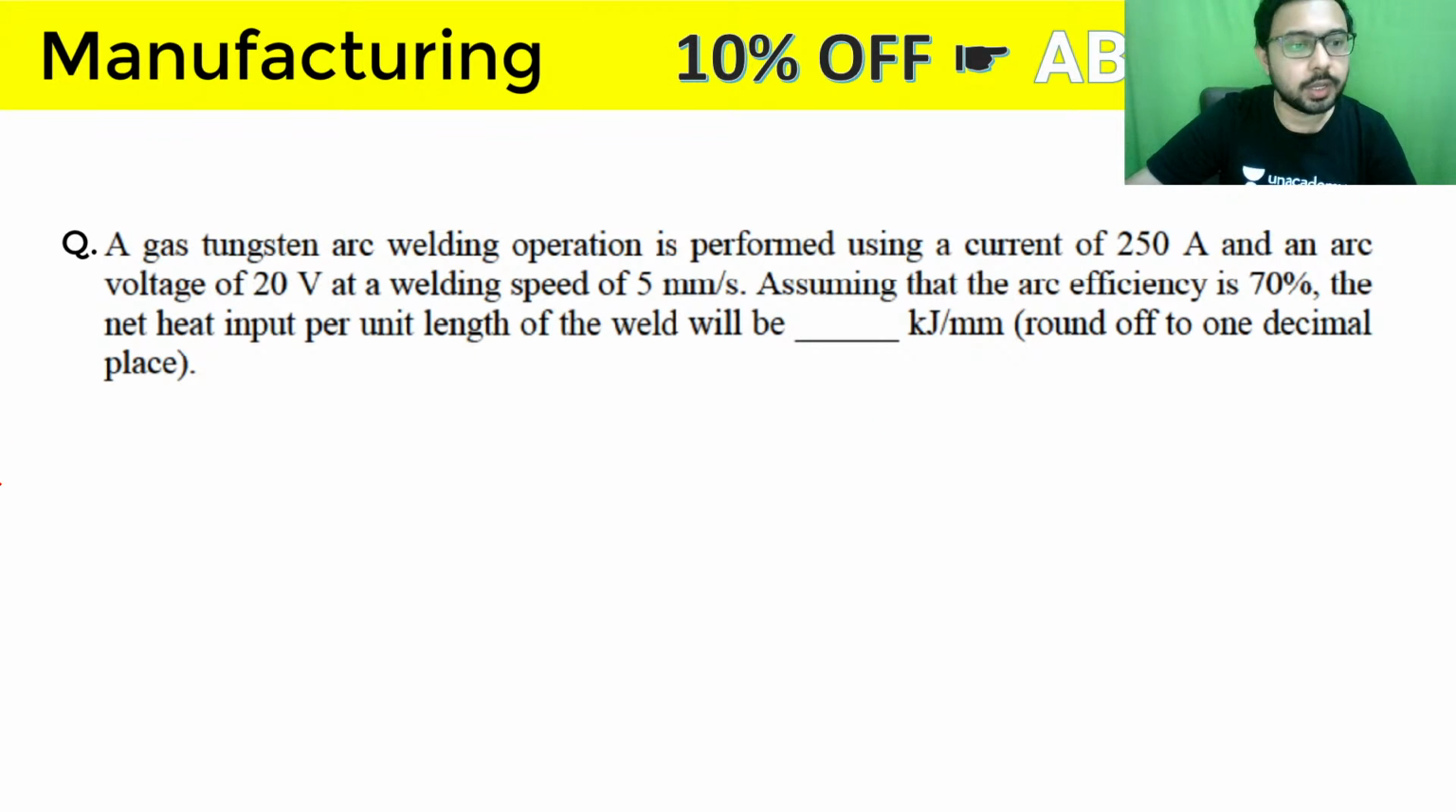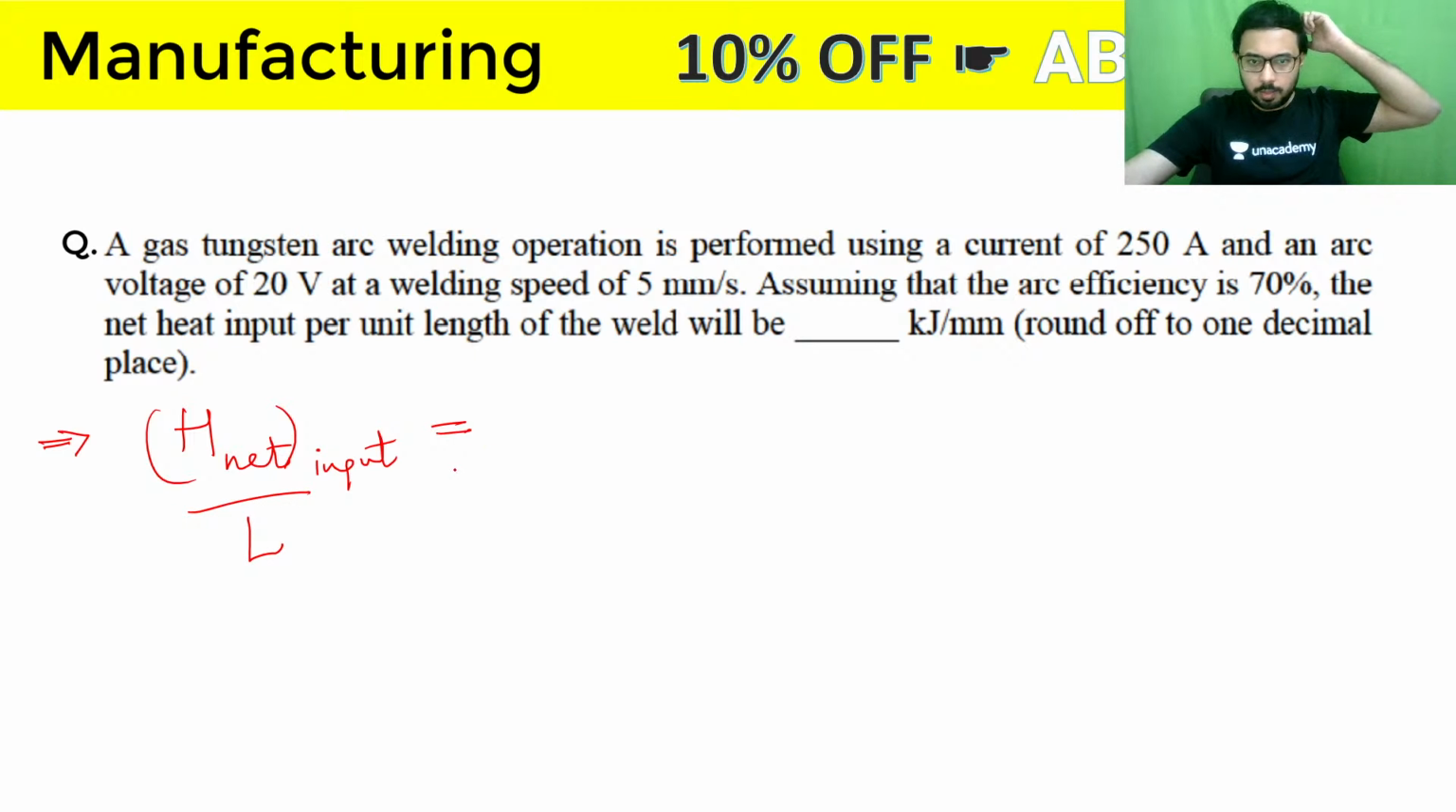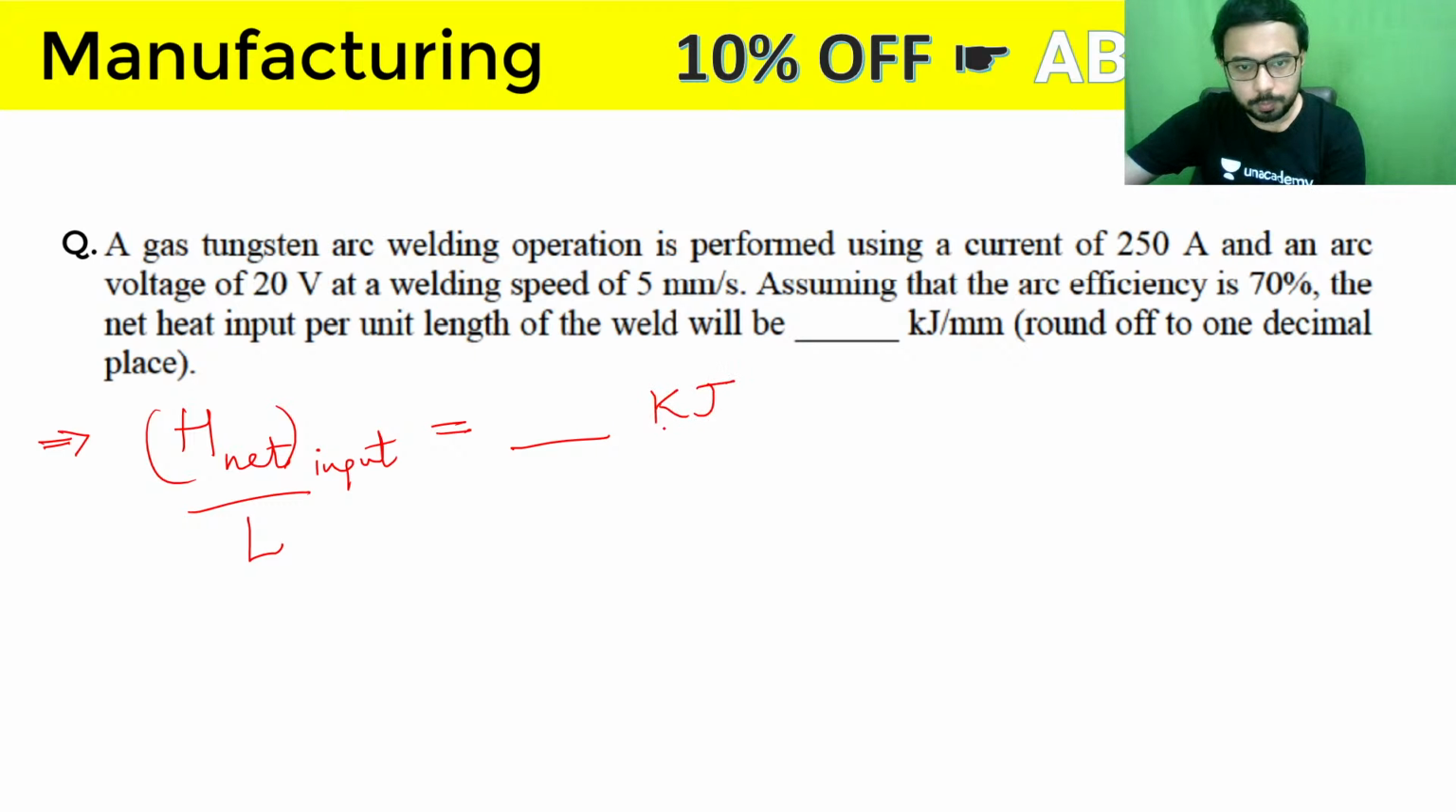So what we have to do here is we have to calculate H net input per unit length, and the unit here will be kilojoule per mm, and therefore we have to first of all find out the heat input, then we will multiply that with 70% to get our net heat input or the heat input after the losses.